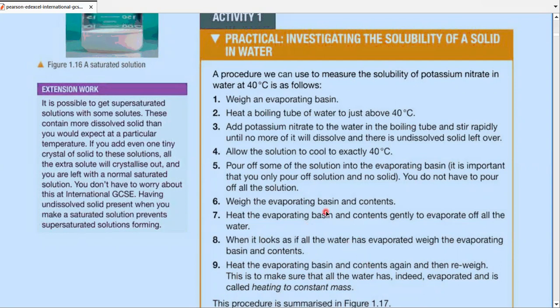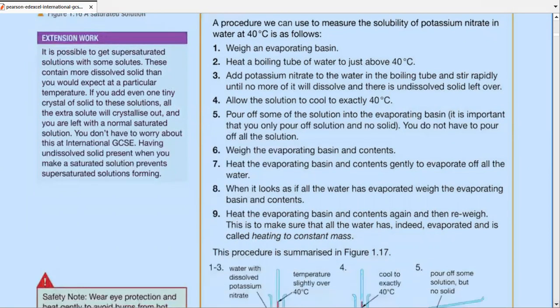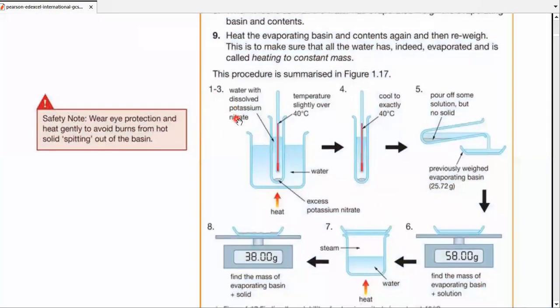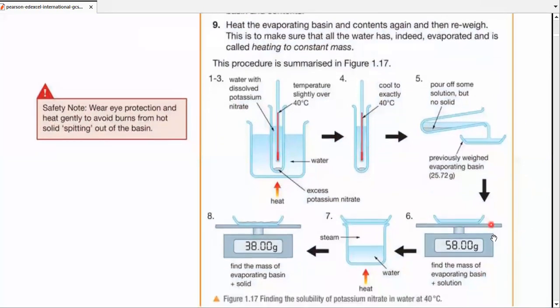Doing steps 6, 7, 8, and 9 is the heating to constant mass. All right, and we are going to move forward in the same diagram. That's how we do it. Steps 1 to 3, in step 4 a little bit of the solution is taken out. In step 5, we pour it out and we wait, we heat it again, and wait again until it's a constant mass, until the value of the mass does not change.